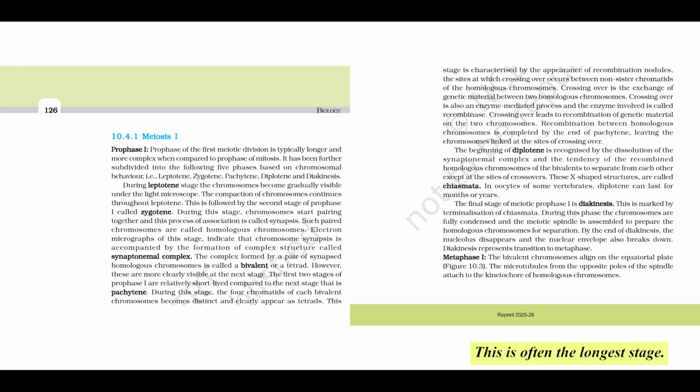3. Pachytene. This is often the longest stage. The tetrads are clearly visible. And crucially, this is where crossing over happens. You see structures called recombination nodules. These are the sites where homologous chromosomes exchange segments of genetic material between their non-sister chromatids. Exchanging pieces between mom's and dad's chromosomes.